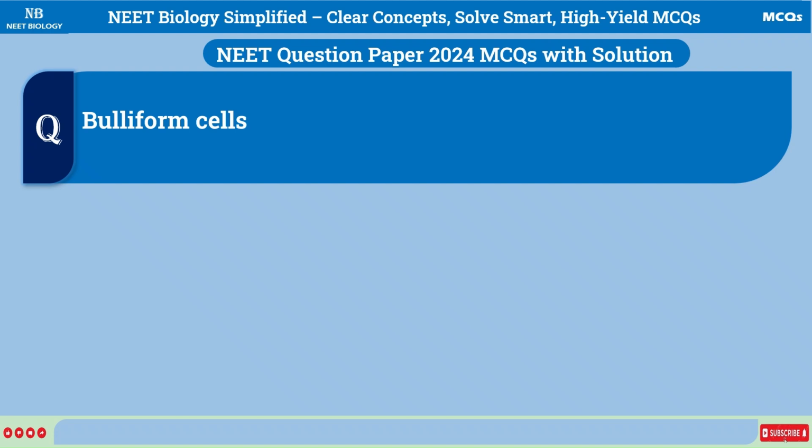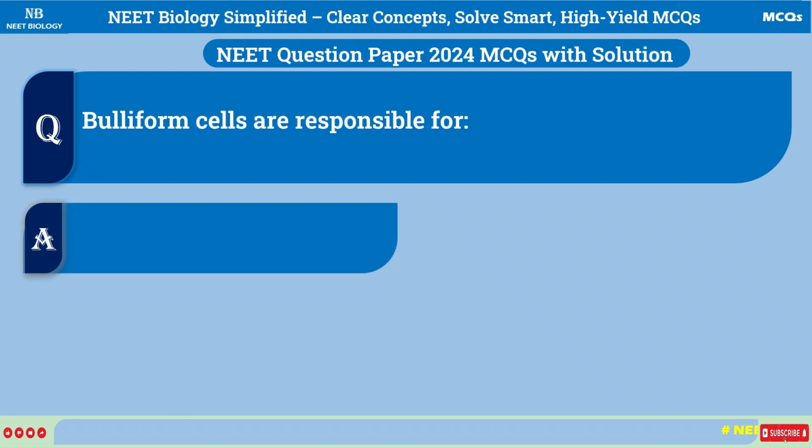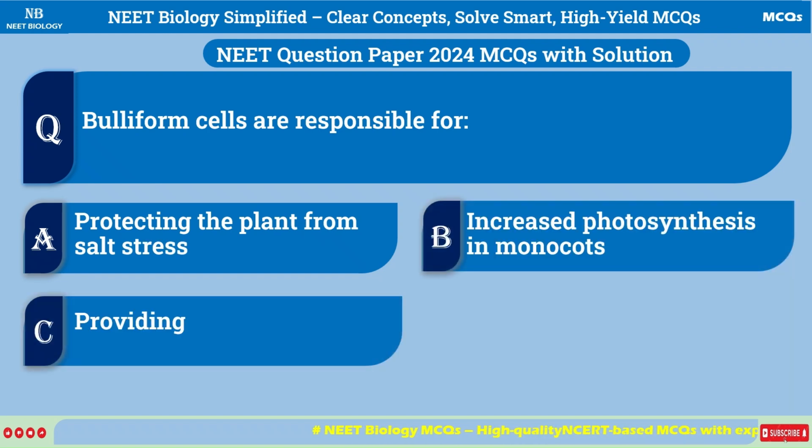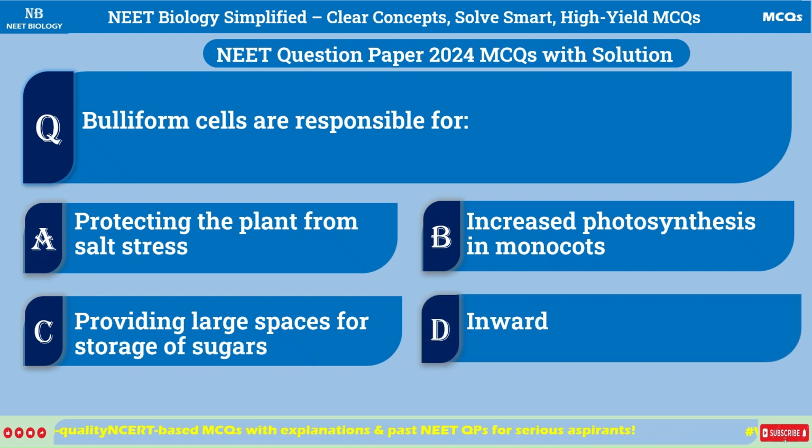Bulliform cells are responsible for: A. Protecting the plant from salt stress. B. Increased photosynthesis in monocots. C. Providing large spaces for storage of sugars. D. Inward curling of leaves in monocots.